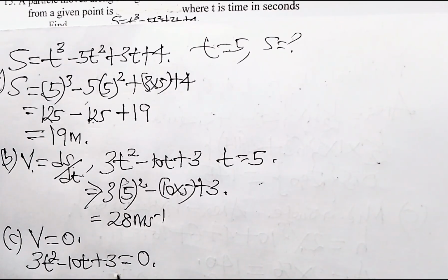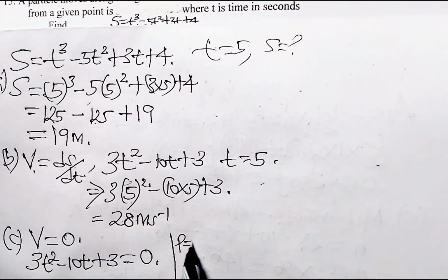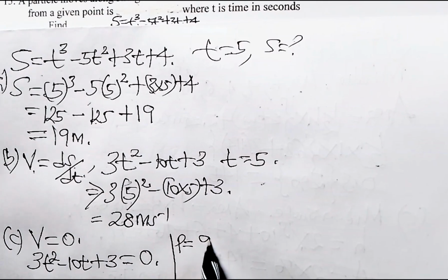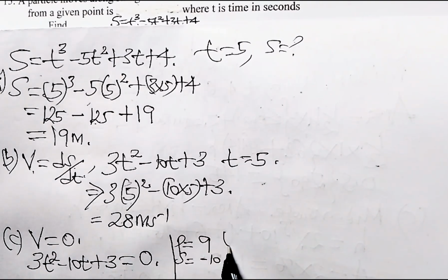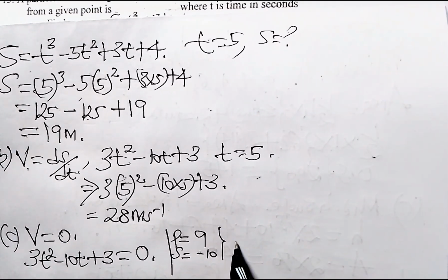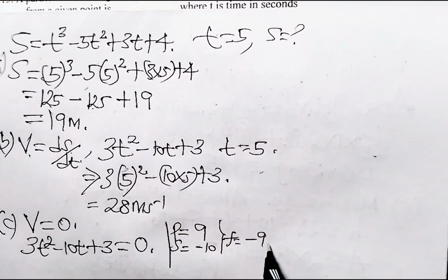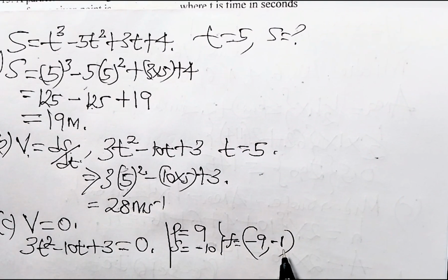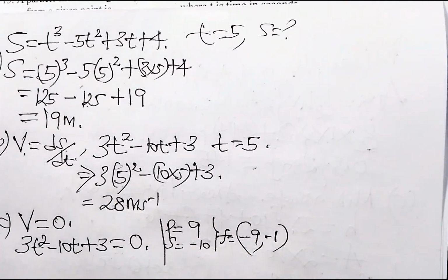So this is a quadratic equation, and we can go ahead and solve it. Our product will be given by 3 multiplied by 3, which is 9. Our sum will be given by negative 10. And what are our factors? Our factors are negative 9 and negative 1. When you multiply negative 9 by negative 1, you get positive 9. When you add negative 9 to negative 1, you get negative 10.